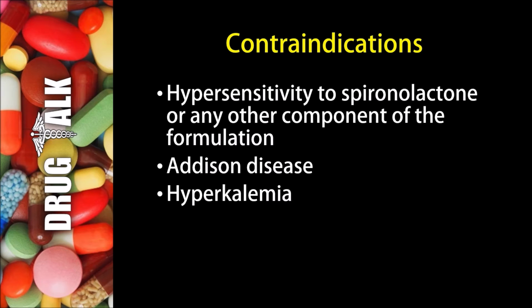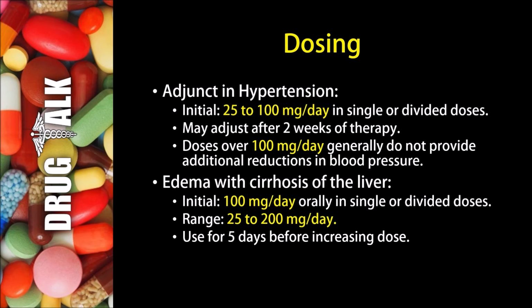With respect to contraindications or reasons we would not be able to prescribe spironolactone, we wouldn't give it to a patient who had a hypersensitivity to spironolactone or any other component of the formulation. Patients with Addison disease would not be able to use this medication, as well as patients with hyperkalemia or high potassium levels.